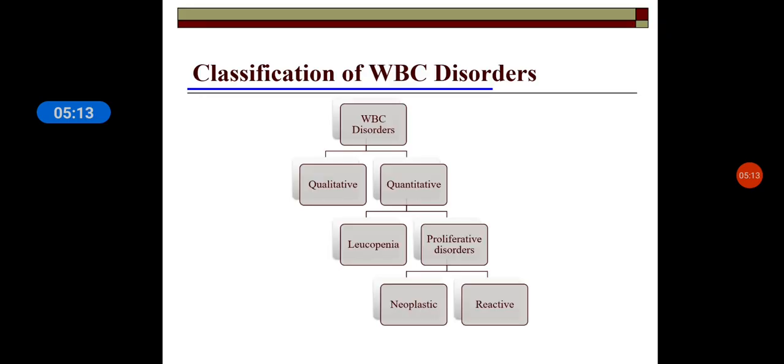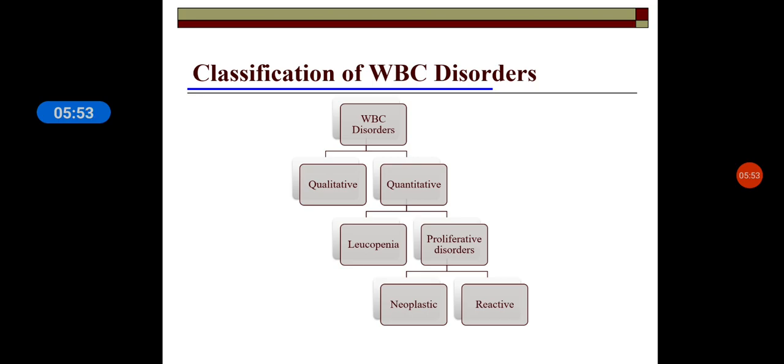Now, how will you classify WBC disorders? WBC disorders are classified into qualitative and quantitative. Quantitative means there is a defect in the number. Qualitative means a defect in the quality of the WBCs. That means they can be hypolobated or have fewer lobes, or there are other forms. I'll tell you all those things later. Quantitative means there is a defect in the quantity. They can be either increased or decreased. Increased count is called as leukocytosis. Reduced count is called as leukocytopenia or leukopenia.